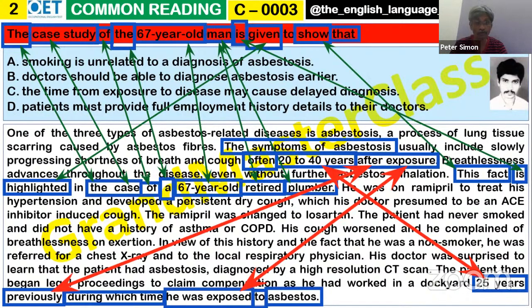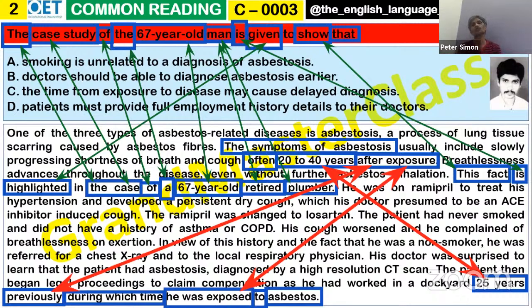So these are three words: exposure, 20 to 40 years as the delay, and before or after. Before is the exposure, after is the diagnosis. 20 years before is the exposure, 20 years after is the diagnosis. So the first one is telling that 20 to 40 years after exposure, it is revealed. But here, diagnosed, but the exposure was there before 25 years.